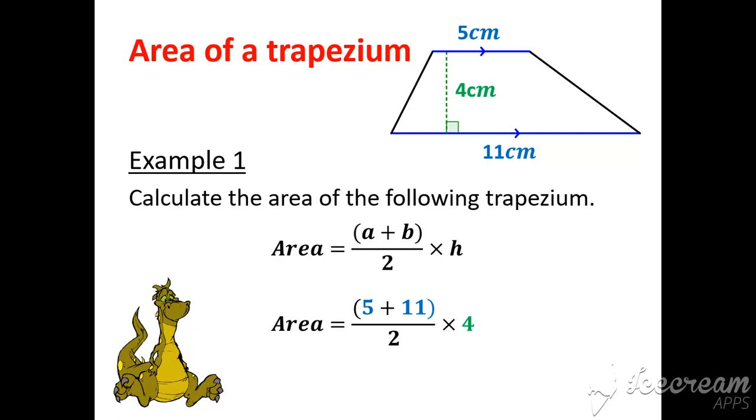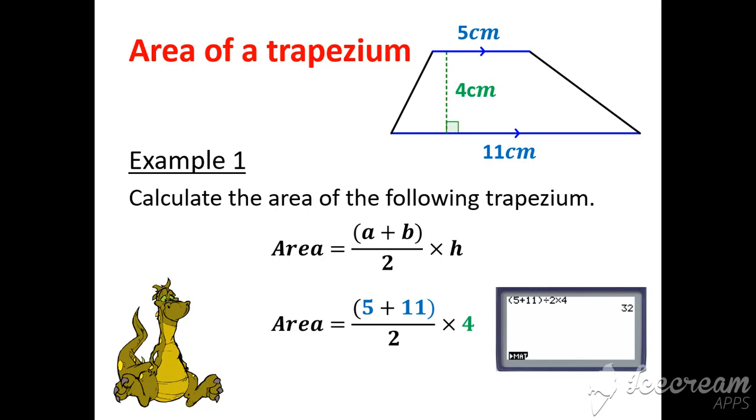Right, now you can try and do bed maths. You must do the brackets first. 5 plus 11 is 16. 16 divided by 2 is 4, and 4 times 4 is 16. No, it's not. What have I done there? I've done my bed maths wrong. 5 plus 11 is 16. I know what I did wrong. 16 divided by 2 is 8. And 8 times 4 is 32. Oh, nearly got that wrong in my head. So the answer is 32. So the area is 32 centimeters squared.